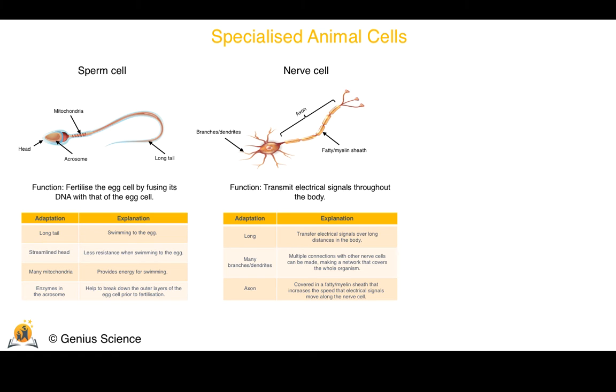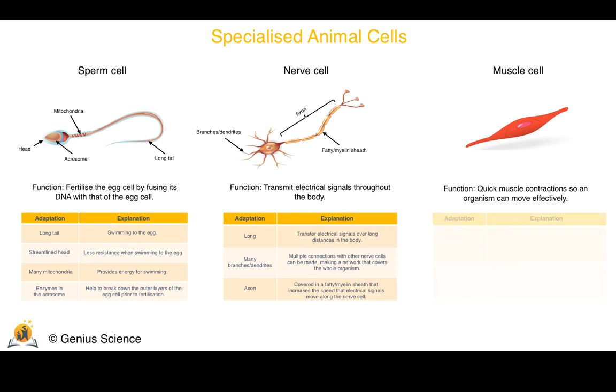Lastly, we have a muscle cell. Its function is to provide quick muscle contraction so an organism can move effectively. The first adaptation is that they contain specific proteins that slide over each other, causing muscle contractions. And like sperm cells, muscle cells also have many mitochondria. And they have these many mitochondria to provide the energy from aerobic respiration for muscle contractions.